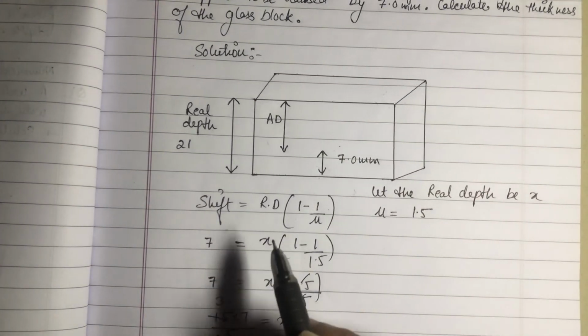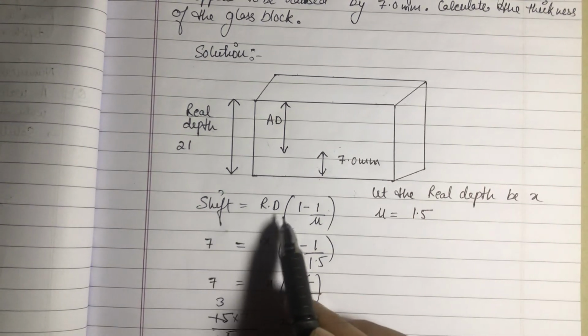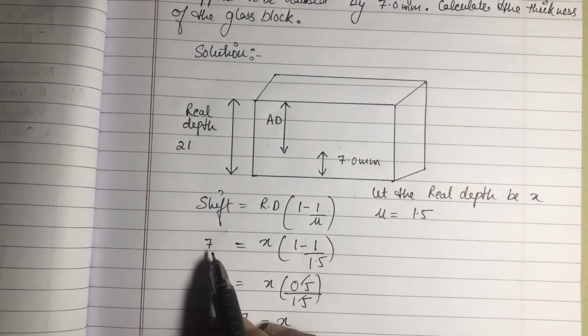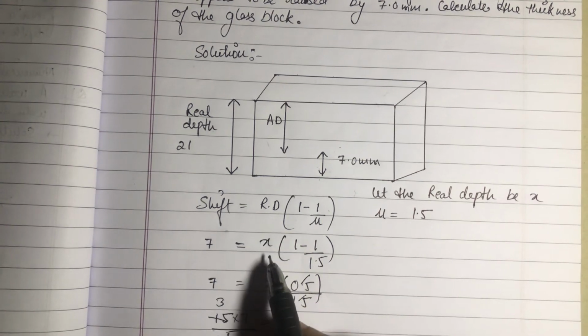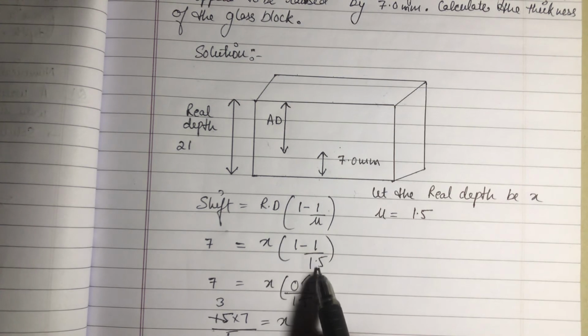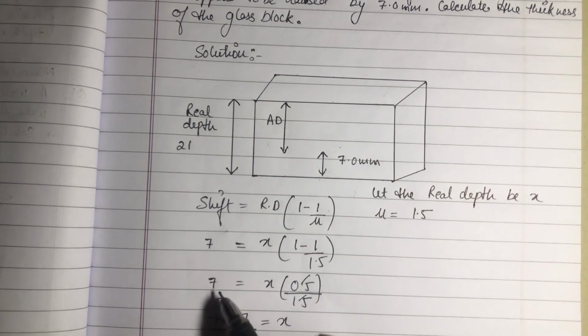I'll tell this thing again. Shift is actually real depth into 1 minus 1 upon mu. So we'll substitute the value: shift is 7 and real depth is x, into 1 minus 1 upon mu. Refractive index in the question is given as 1.5. Now we'll solve this.